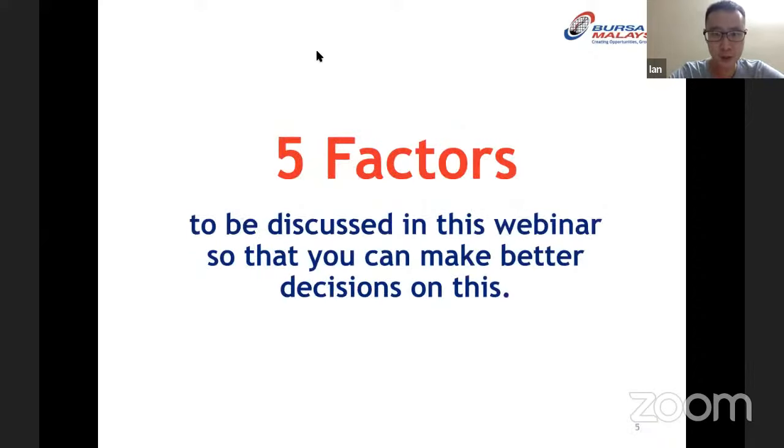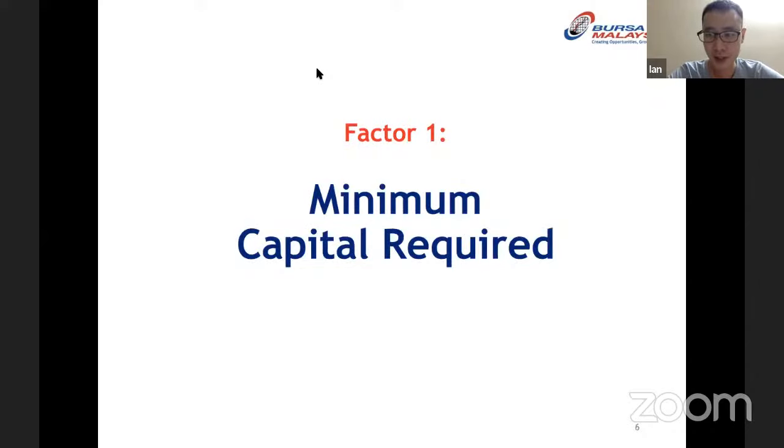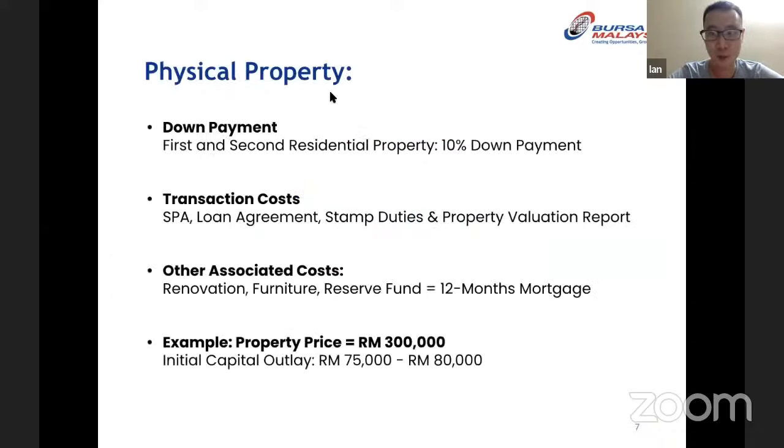For this webinar session, we'll be discussing 5 key factors so that we can make better investment decisions on this: is it REITs or is it physical properties? Let's go through these 5 factors one at a time. Factor number 1 is the minimum capital required. This is something we need to consider, and for very obvious reasons. If you look at physical property, the first thing we need to know is this.